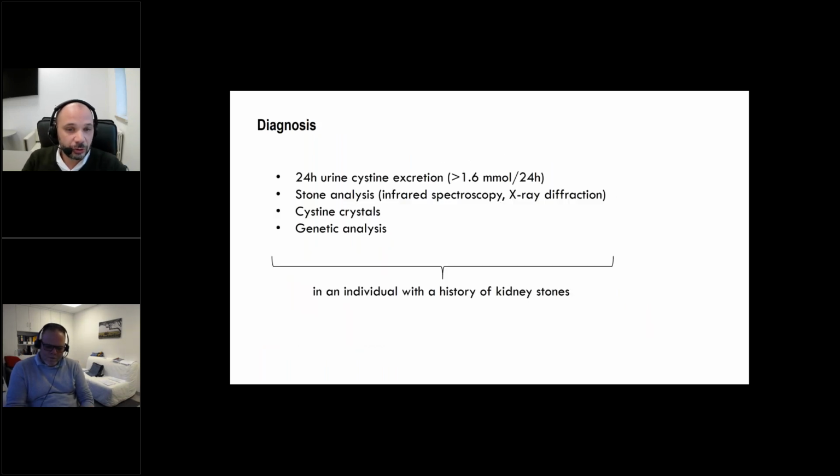So to establish a diagnosis, we need at least one of these elements that you can find here: an abnormally high 24-hour urinary cystine excretion; the presence of cystine at stone analysis, which should be performed with infrared spectroscopy or X-ray diffraction rather than with wet chemistry techniques; the presence of cystine crystals, which we'll see is highly specific, although not sensitive; and in certain cases, especially in relatives or siblings of a proband, genetic analysis. And we usually start from an individual with a history of kidney stones.